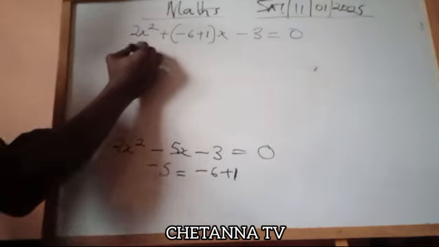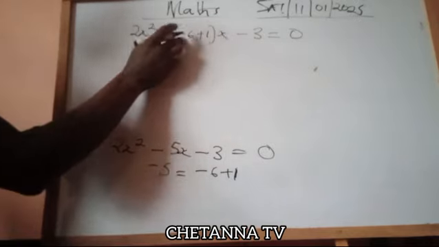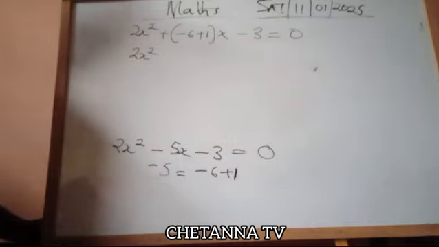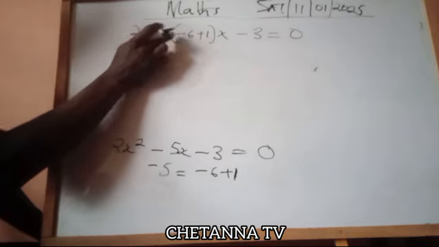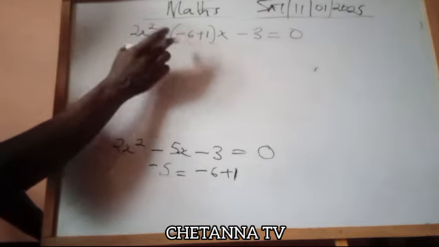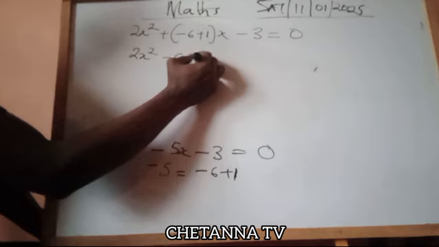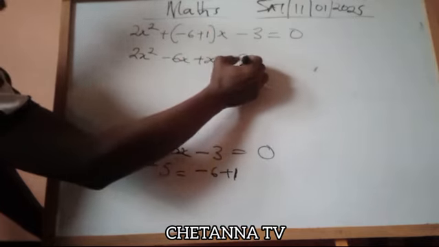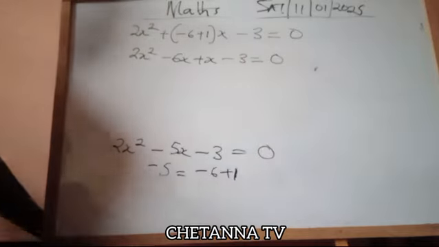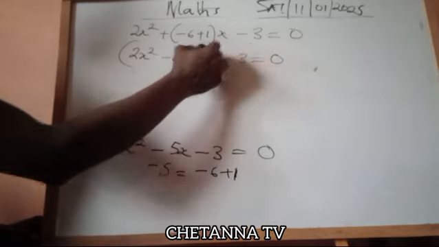So let's open this bracket. So we have 2x squared minus x times minus 6. Minus 6. This minus will overpower this plus. We have minus 6x plus 1x plus x minus 3 is equal to what? 0. So we have something like this, right?